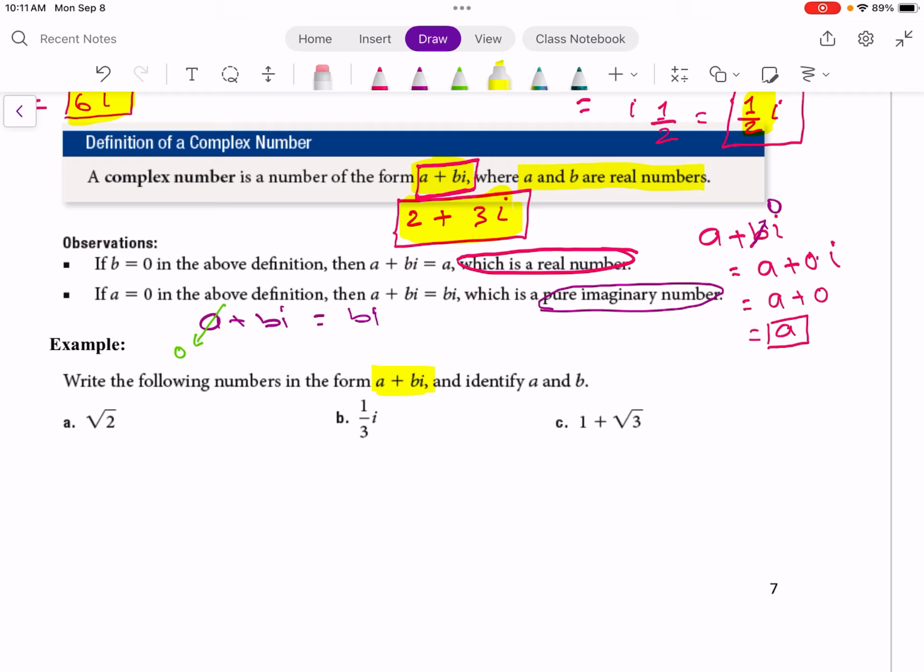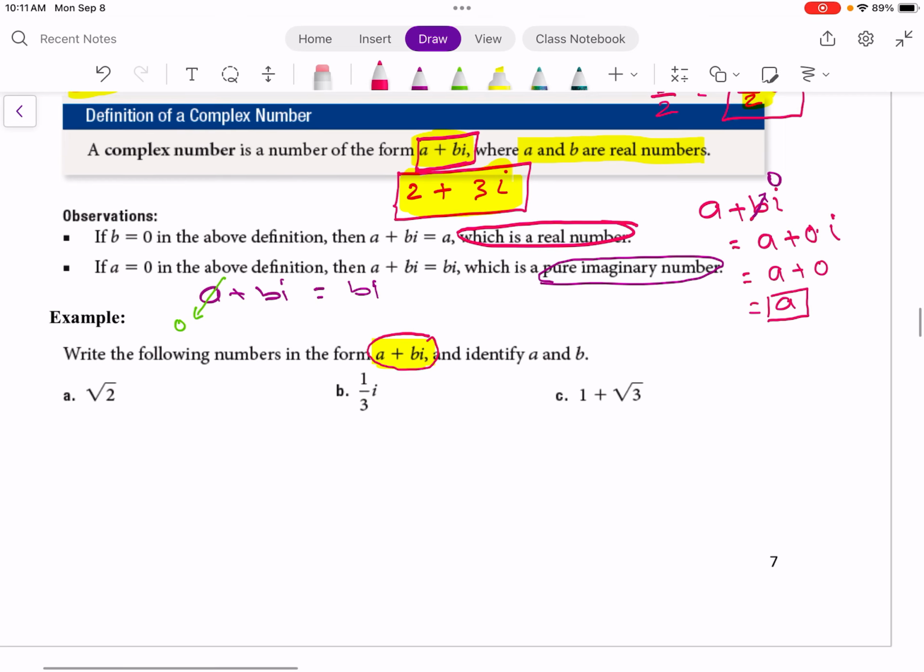Now this is a real number, an irrational real number. We are rewriting this real number in the complex number form, so we have to rewrite it as a plus bi. Can we rewrite the square root of 2 as the square root of 2 plus 0? Same thing, right? Writing in complex form means we have to have an i. So we have the square root of 2, a real number, plus, and we can rewrite 0 as 0 times i.